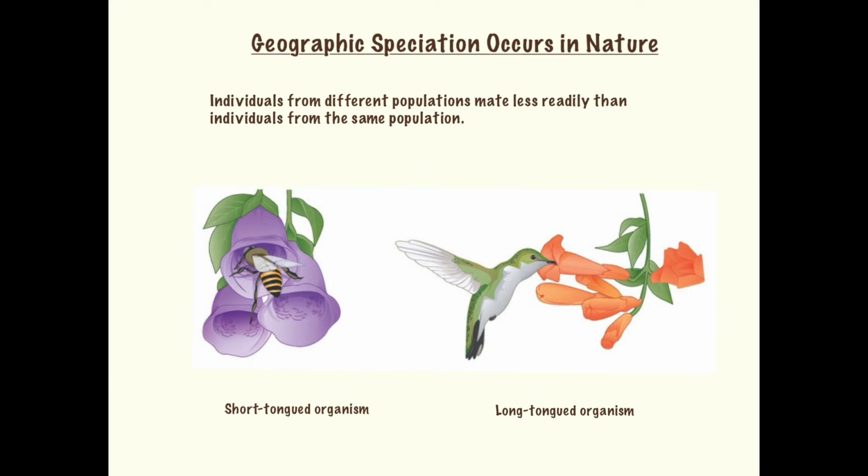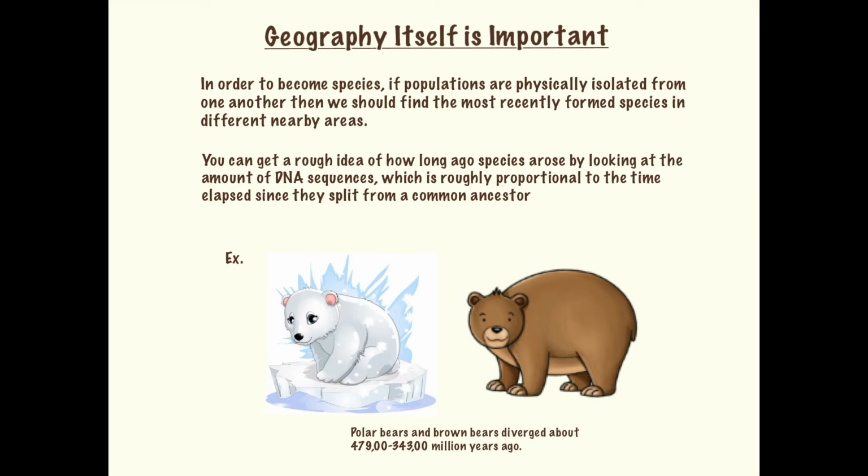If all 3 types of pollinators were together in an area, the flowers would show some genetic isolation, because short-tongued pollinators can't easily pollinate long-tubed flowers and vice versa. This is an example where individuals from different populations mate less readily than individuals from the same population. The third prediction is that if populations must be physically isolated, we should be able to find the most recently formed species in different nearby areas.